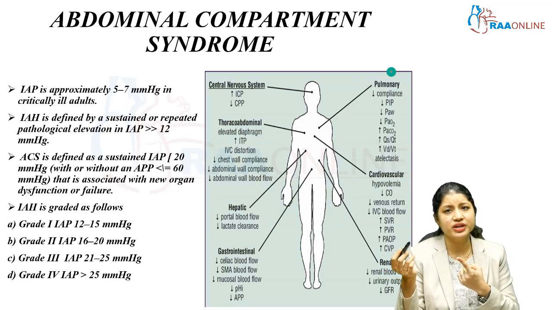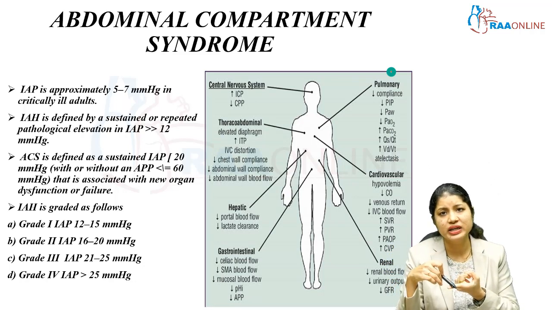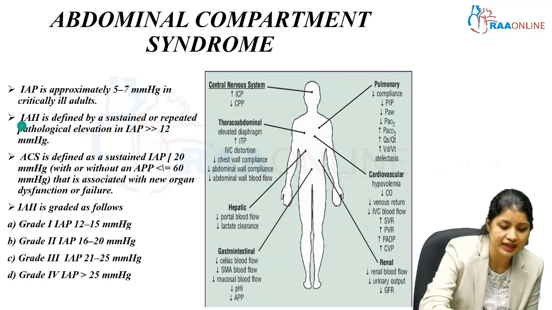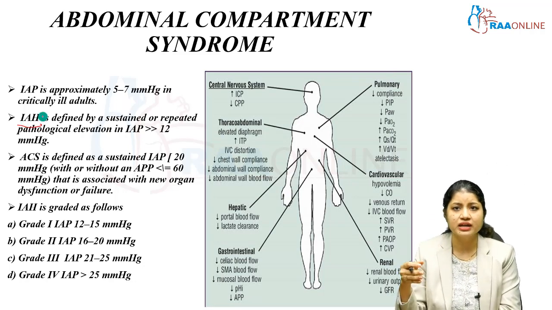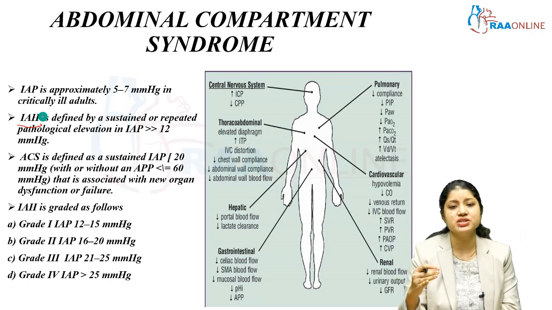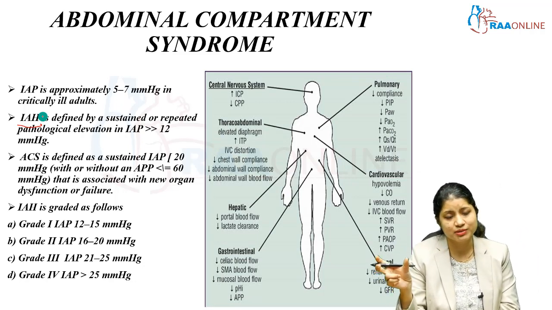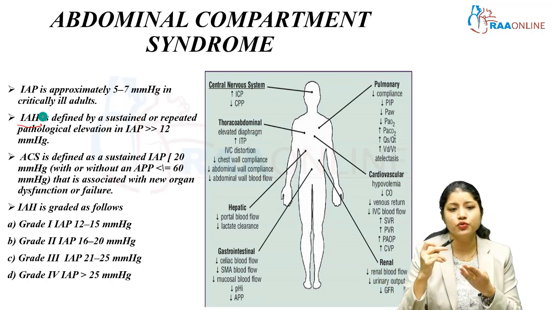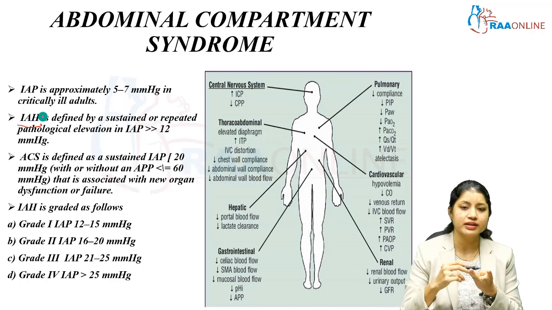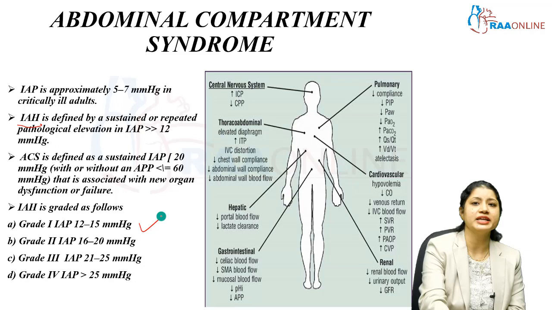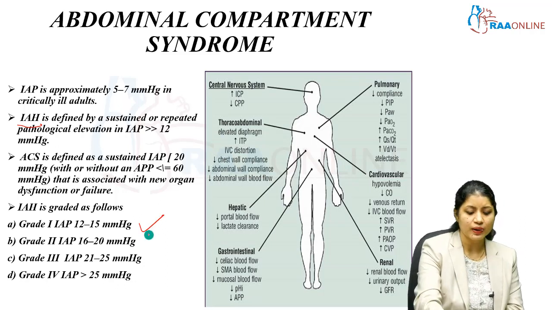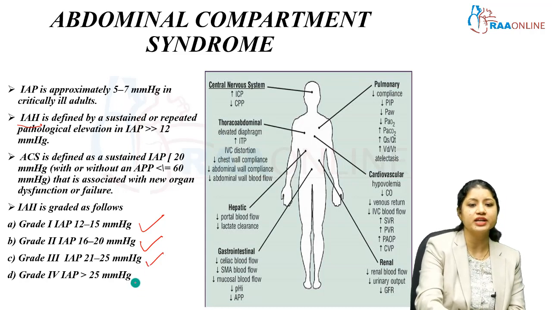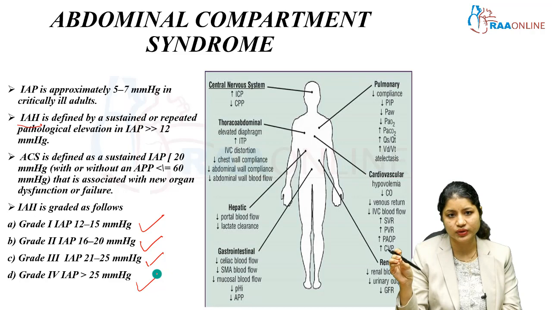If your intra-abdominal pressure goes beyond 12 mm of Hg, we call it intra-abdominal hypertension, that is IAH. That means pressure is building up inside your abdominal cavity and has gone beyond the limit of 5 to 7 mm of Hg to reach 12 mm of Hg. Based on that, IAH is graded into 4 categories. Grade 1 is IAP around 12 to 15 mm of Hg. Grade 2 is 16 to 20 mm of Hg. Grade 3 is 21 to 25, and grade 4 is more than 25 millimeters of mercury.